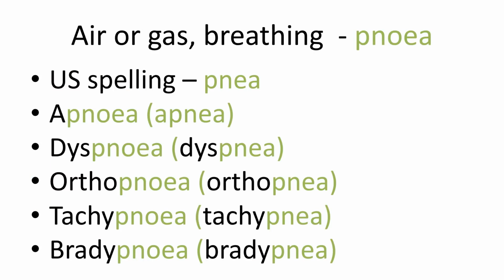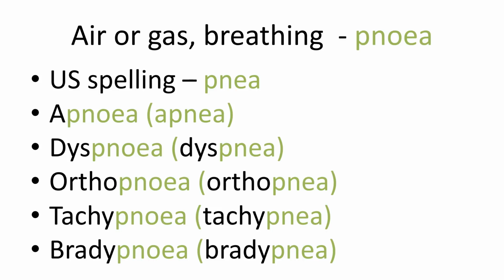Now, pnea fairly literally means gas or air, but we usually use this to refer to the process of breathing. And this is one of the words that's a bit confusing because there's an alternative UK and US spelling as we see here. So apnea or apnoea, a means without. Whenever you see a or an in front of a word, that means without. So apnea means there is no breathing at all. The patient is apneic.